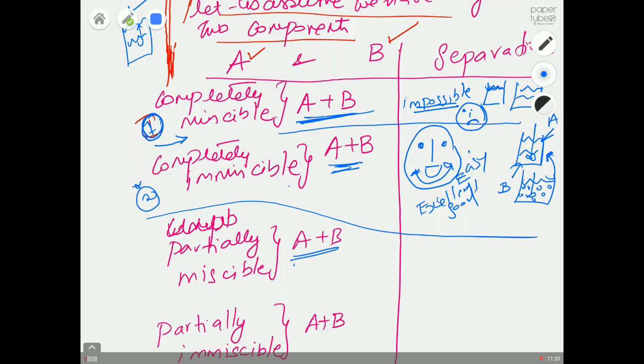So one thing you understand now is, if two components are completely miscible, then it's impossible to separate. That's one thing you learned. And then if two components are completely immiscible, then they are very easy to separate. And then there is another one. You can call them partially miscible. So what does it mean by partially miscible, A plus B? And what do I mean by another case, which is partially immiscible?